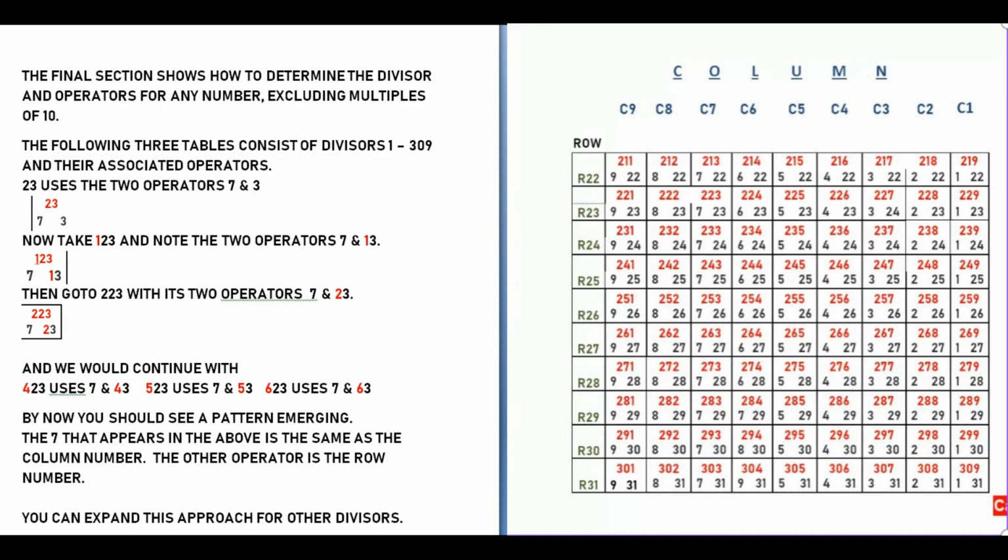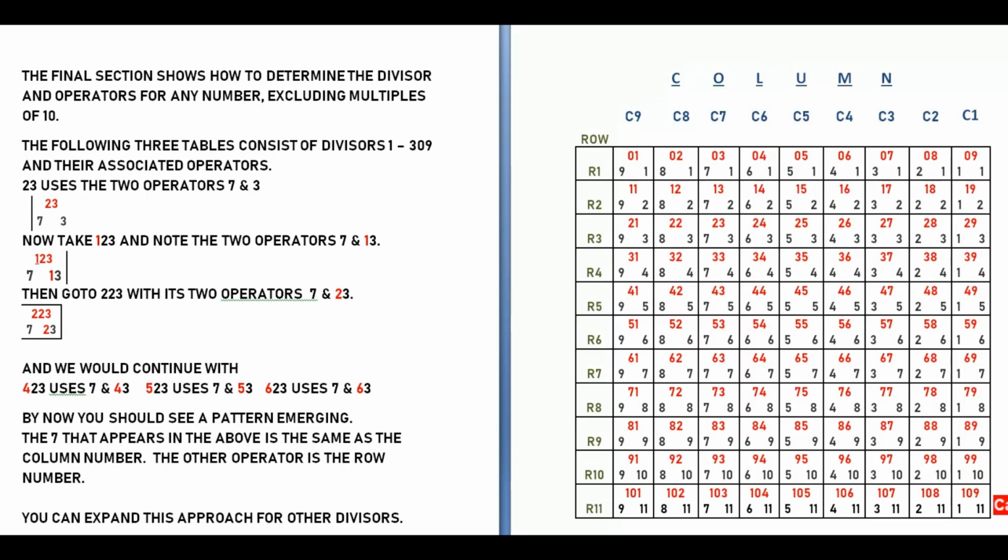And we could continue with 423, which uses 7 and 43 as its operators. 523 uses 7 and 53. 623 uses 7 and 63. By now you should see a pattern emerging. The 7 that appears in the above is the same as the column number. The other operator is the row number. And you can expand this approach for other divisors.